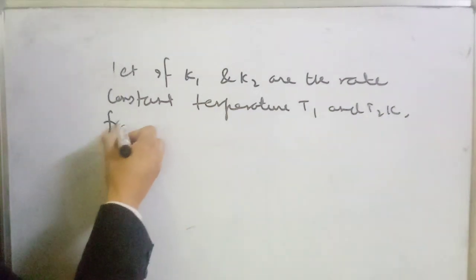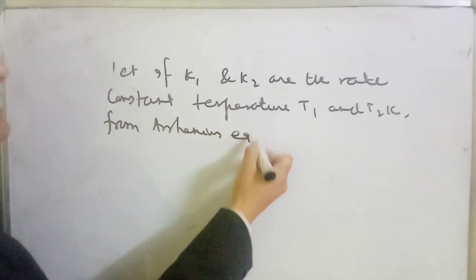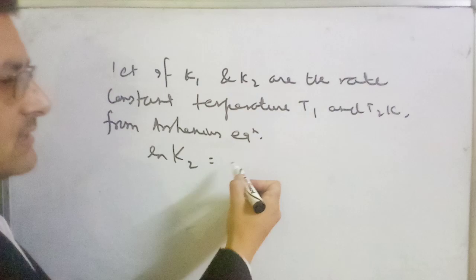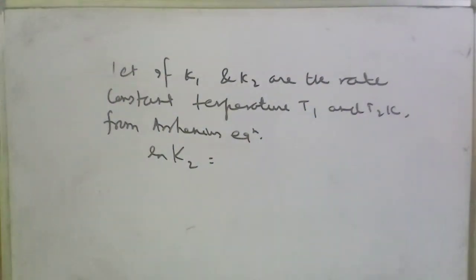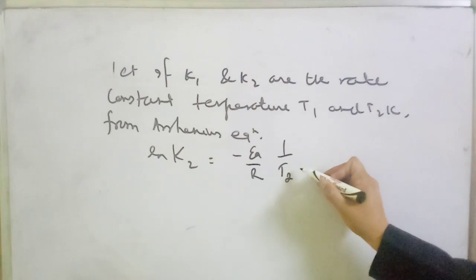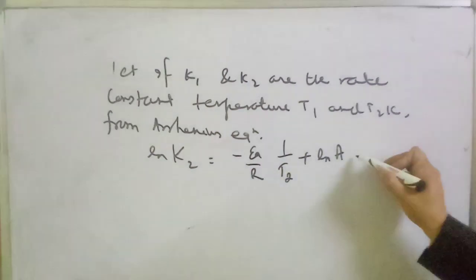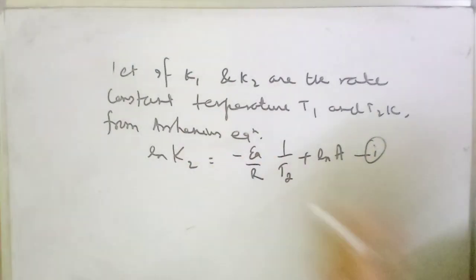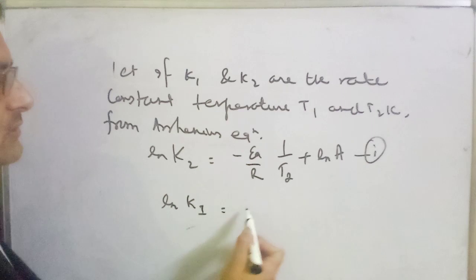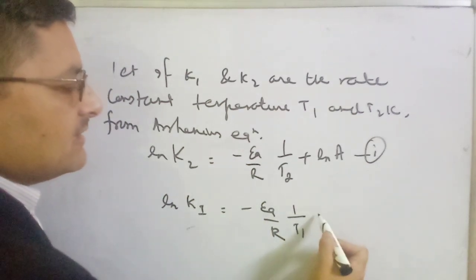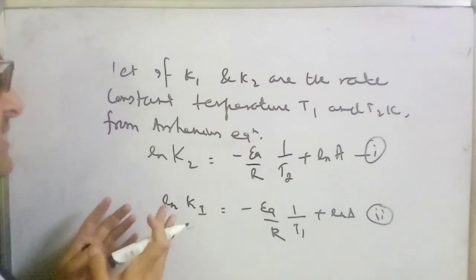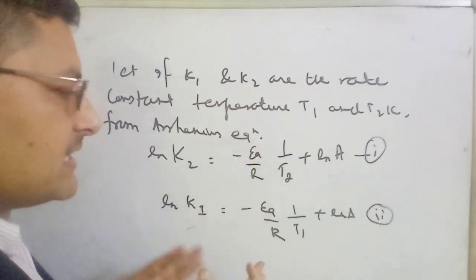Then from the Arrhenius equation you can easily write ln K2 equals minus Ea upon R into 1 upon T2 plus ln A. This can be written for temperature T2. Similarly for rate constant K1 at temperature T1, you can write ln K1 equals minus Ea upon R into 1 upon T1 plus ln A. These two equations are from the Arrhenius equation, for rate constants K1 and K2 at two different temperatures T1 and T2.